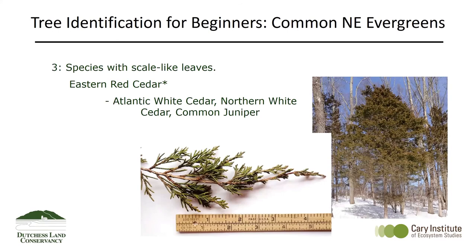Finally, we're going to look at those evergreens here in the Northeast that have scale-like leaves. There's a number of different species that are located in New York and New England, but we'll focus on one, the Eastern Red Cedar.